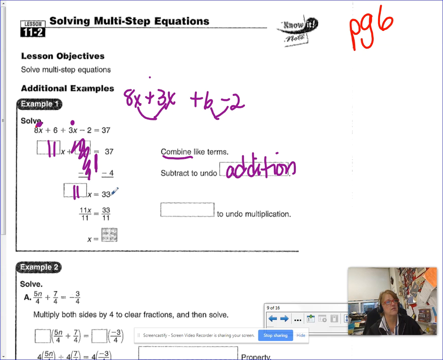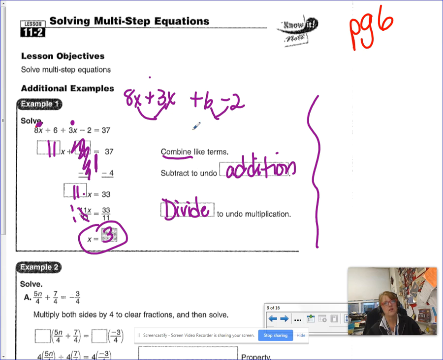37 minus 4 is 33. Now I have 11 times x. That's what's really going on there. And now we have to undo the multiplication. And we're going to divide because those two are the inverse operations of each other. 11 divided by 11 is 1. X is 3.